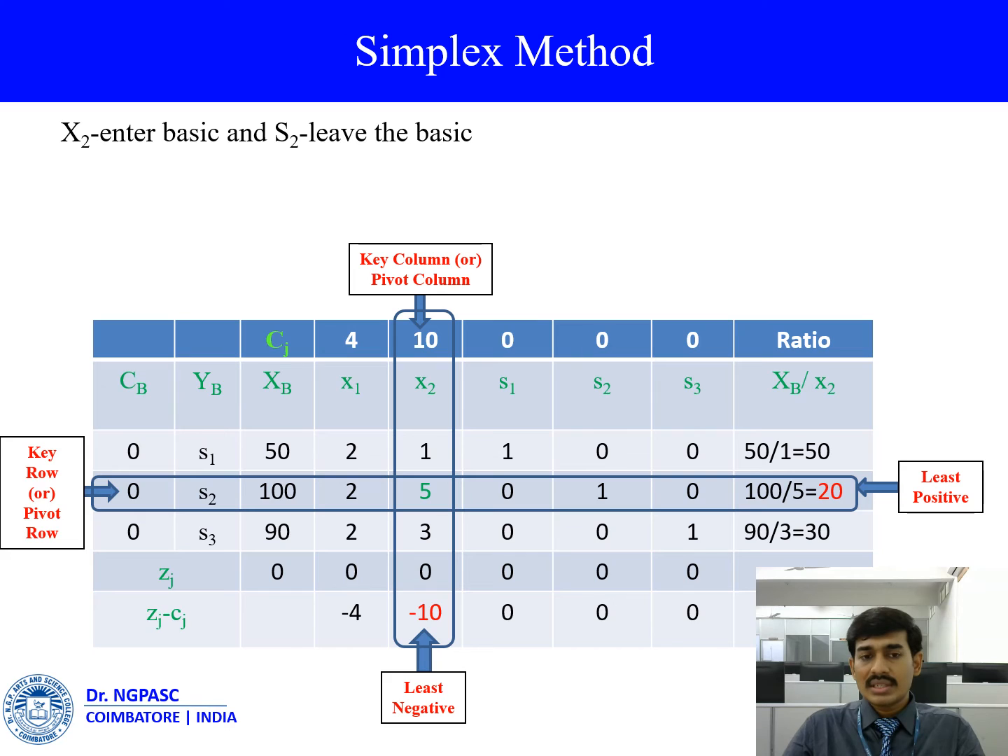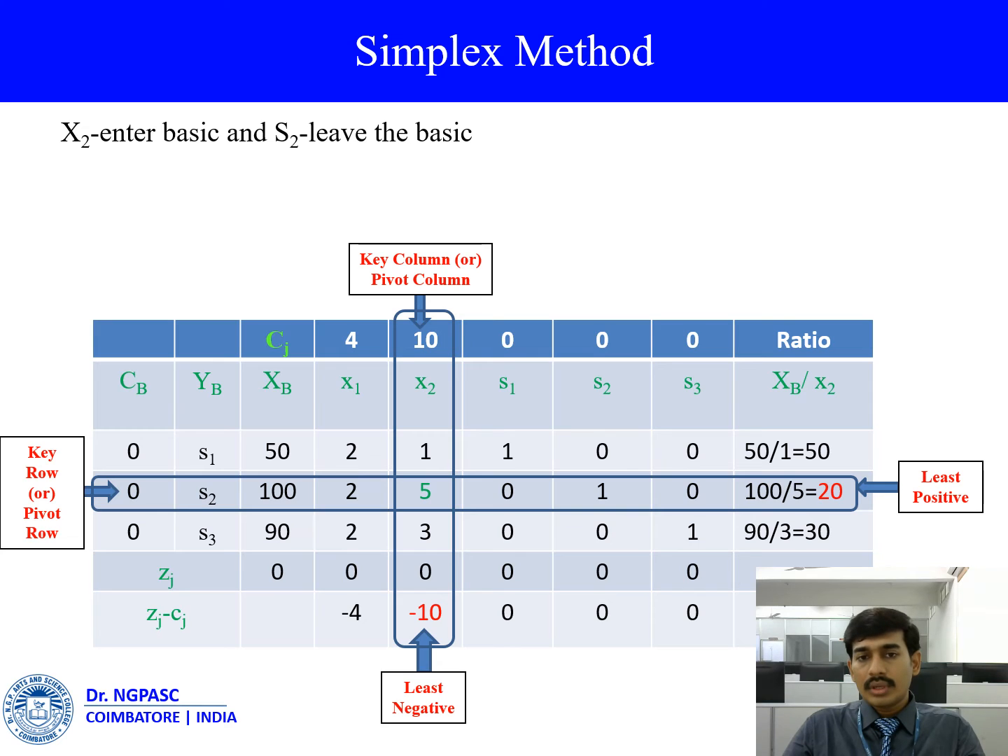Zj minus Cj, where Cj is the objective function. Zj we already found. So 0 minus 4 equal to minus 4, 0 minus 10 equal to minus 10, then 0 minus 0 equal to 0. In Zj minus Cj we find the least negative, that is, the most negative value, which is minus 10. So we mark this column. This column is called the key column or pivot column.